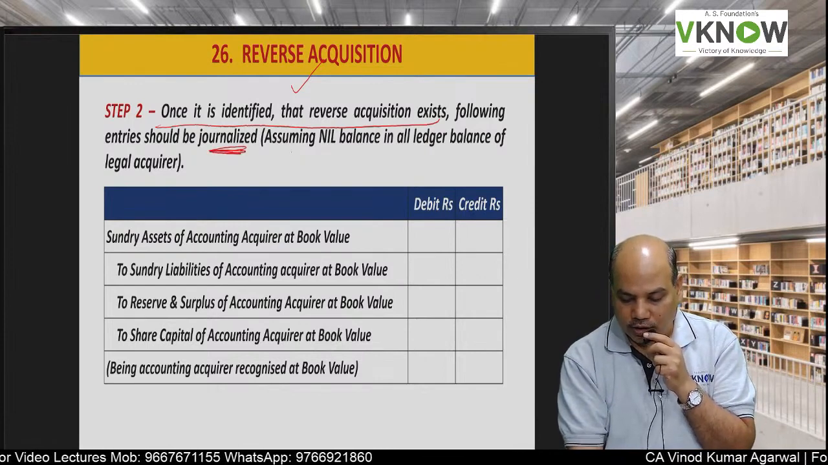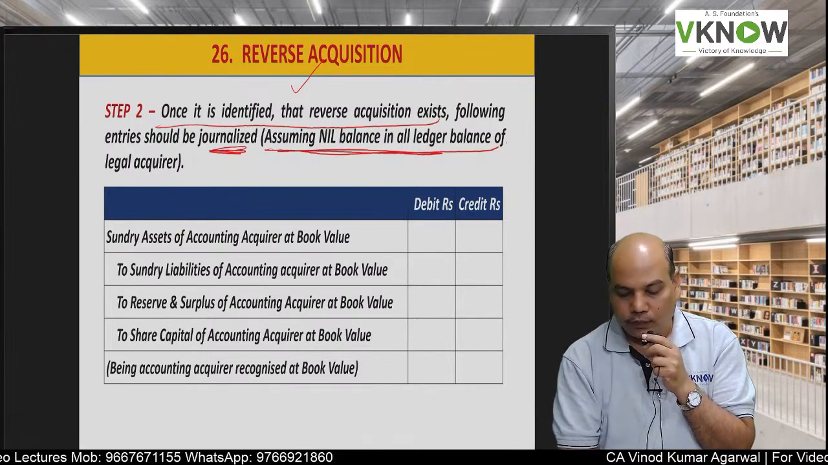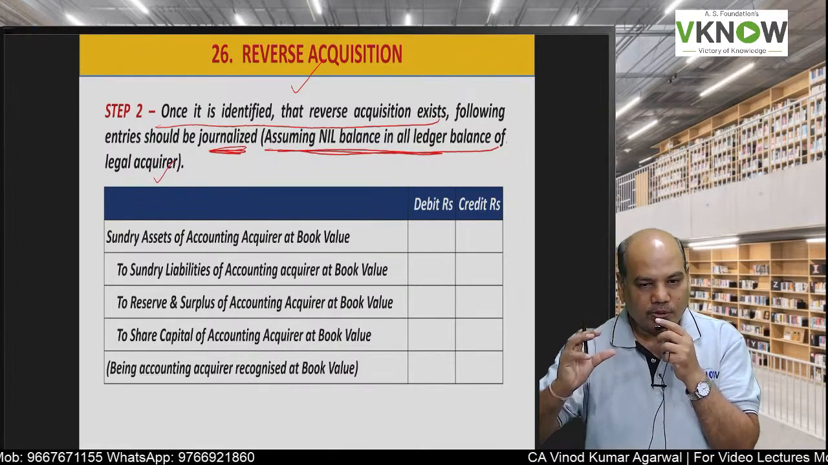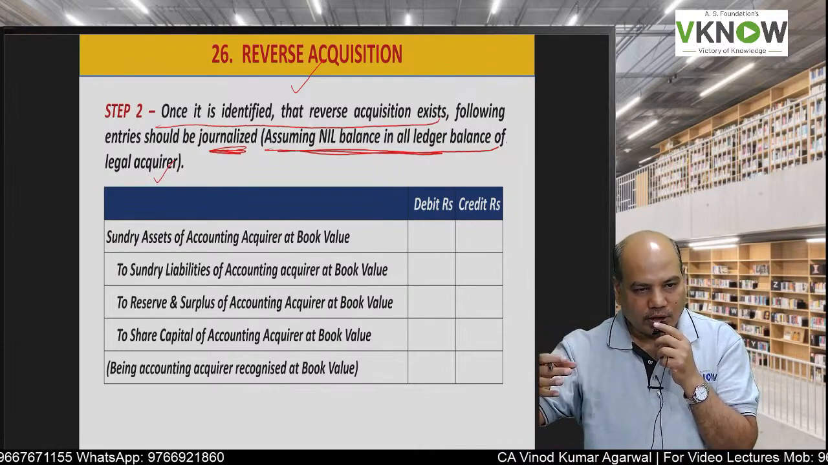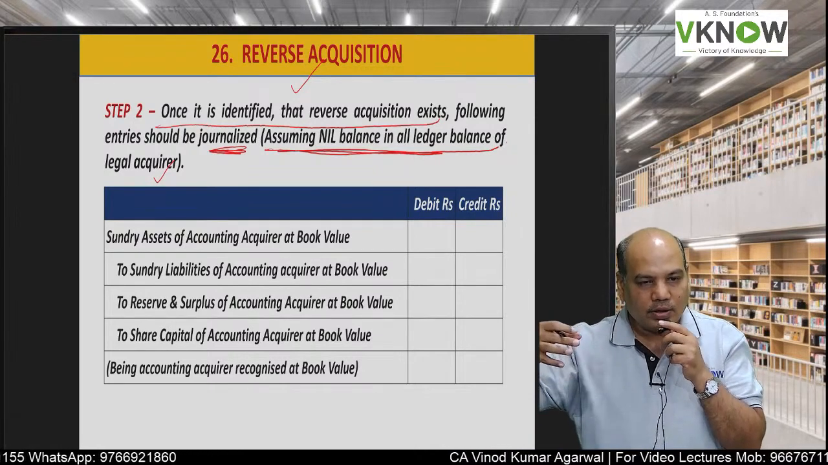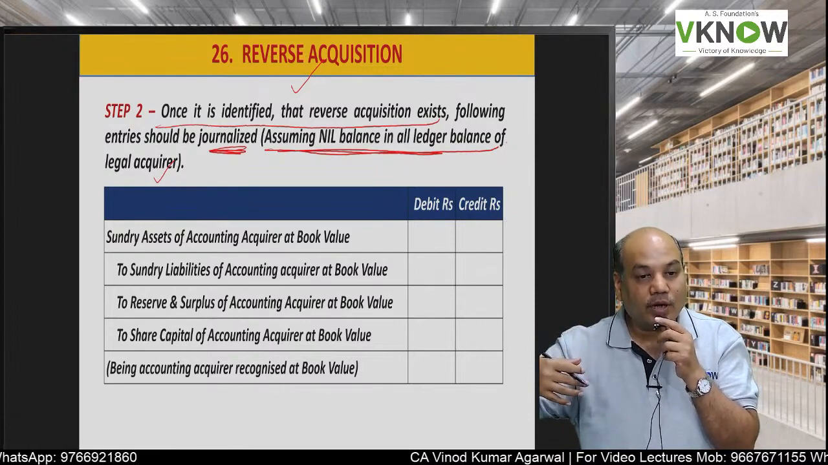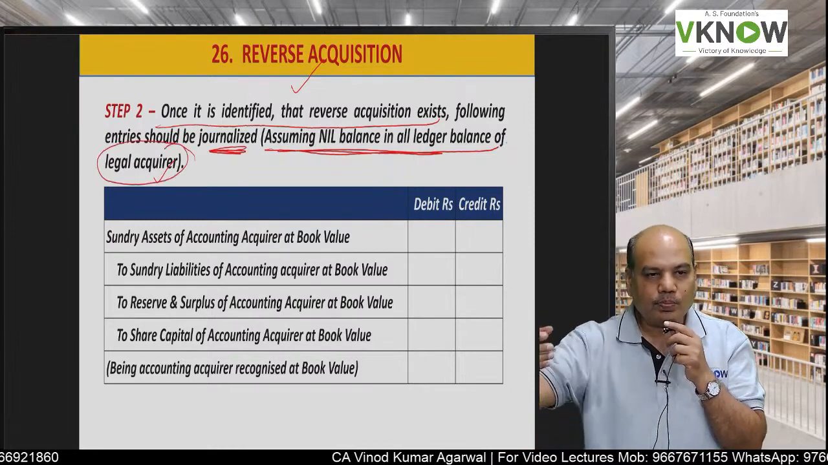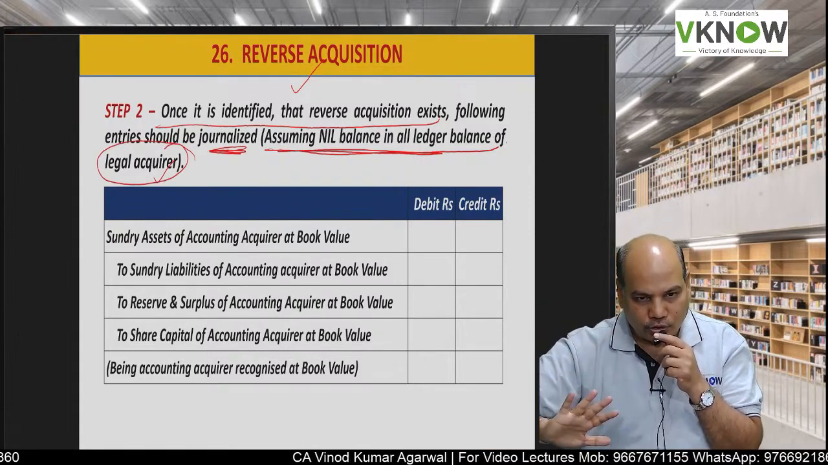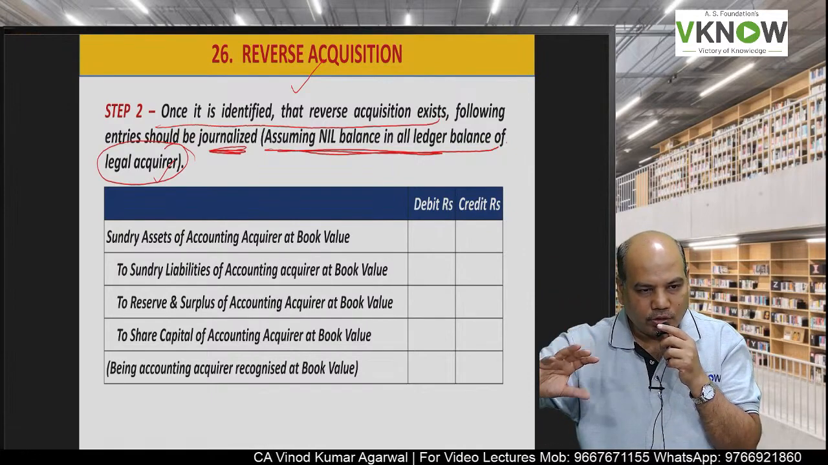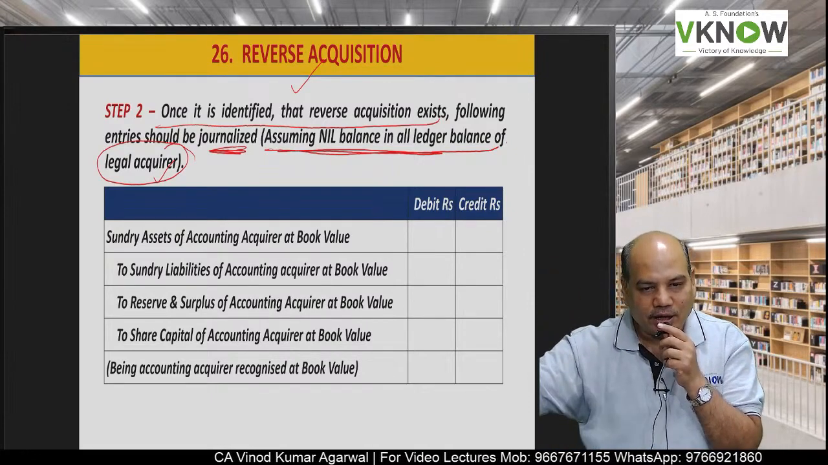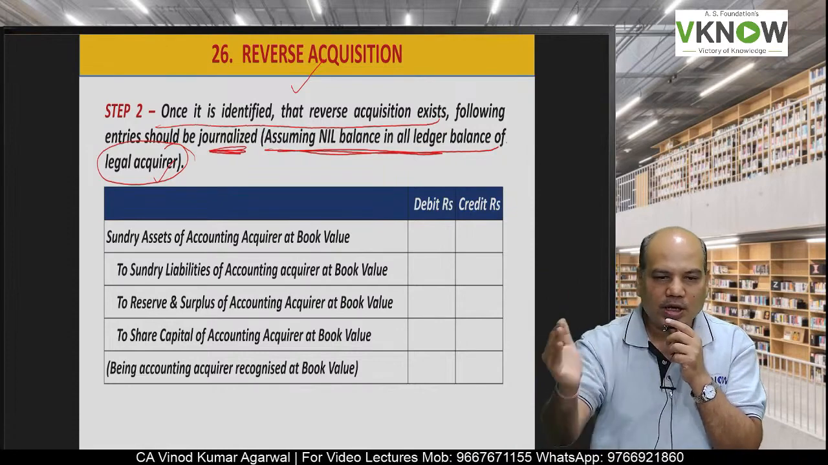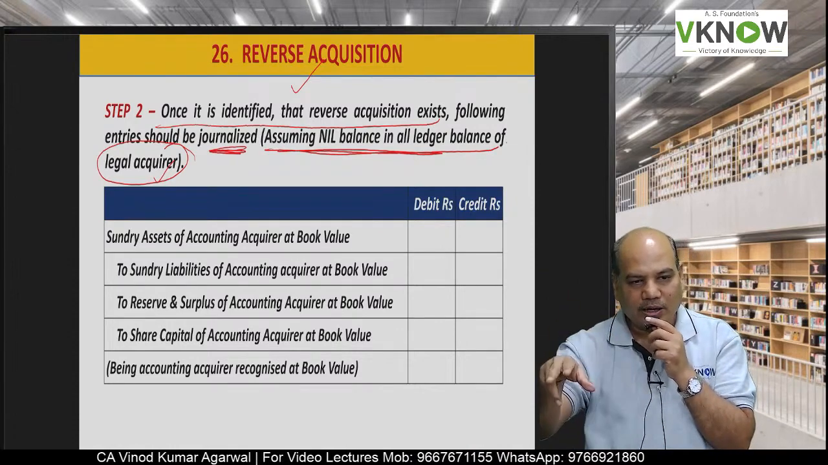Before passing the following entries, make the balance nil of all the ledger balances of legal acquirer. Entries will be passed in the books of legal acquirer, but you have to assume that we are passing entry in the books of accounting acquirer. So in the books of legal acquirer, first you make balance of all the ledger 0. How do you make the balance 0? Assets will be credited at book value, liabilities will be debited, reserve will be debited, share capital will be debited at book value. So make the balance 0.